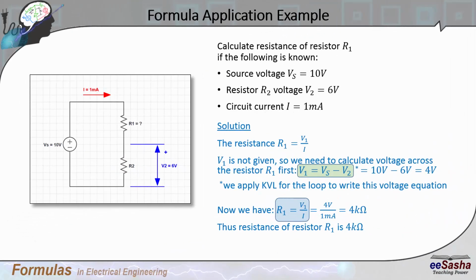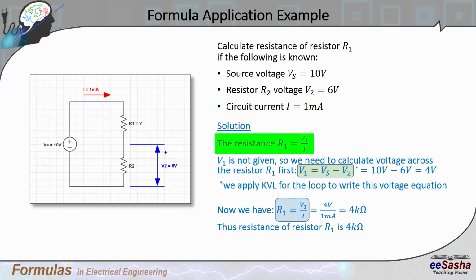Here is one example of application of this formula. Calculate resistance of resistor R1 if the following is known. We know source voltage Vs, 10 volts. We know resistor R2 voltage V2, 6 volts. And we know circuit current I, which is 1 milliamp.